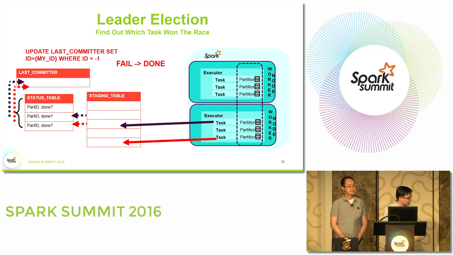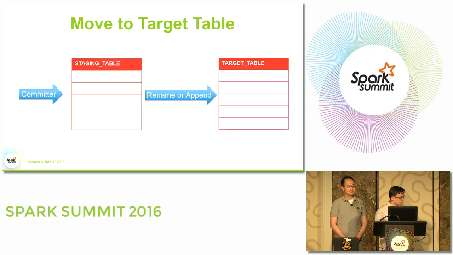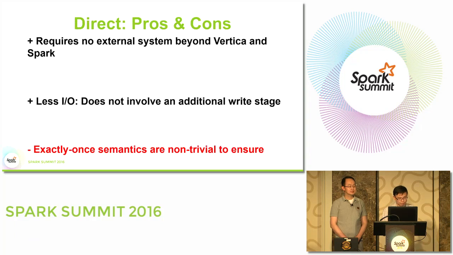Now note that after this value is updated, the last committer table will always have the task ID of the one that was successful. So even if that task fails later on, once it gets to this point, it can read from this table and see that the ID stored in this table matches its own ID, and then be able to proceed. Likewise, the other tasks will read this table and see that it is not the last committer, and then just stop. After we've elected the leader, we basically have to move the staging table to the target table. We do that simply by either renaming the table into the target table or doing an append if it's in append mode. So that's very simple.